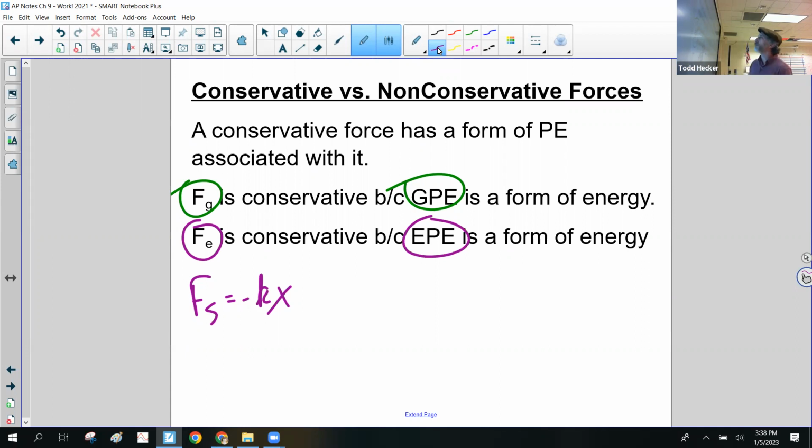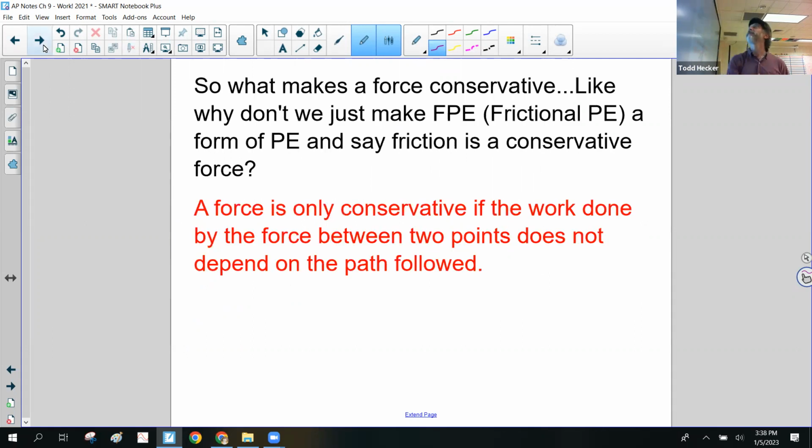But then the question is, if we can do that, why don't we just make frictional potential energy a thing and then call friction a conservative force? It turns out that you can't do that, which is what this says up here. Why don't we just make frictional potential energy a thing and make friction a conservative force? And you can't do that. So the reason is this.